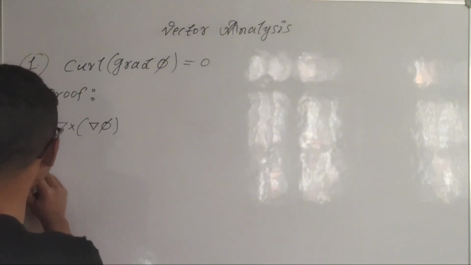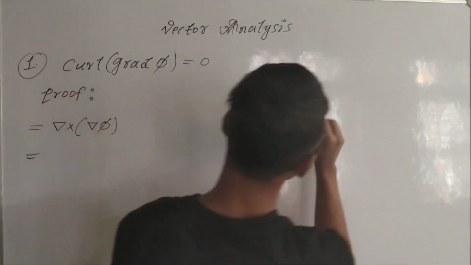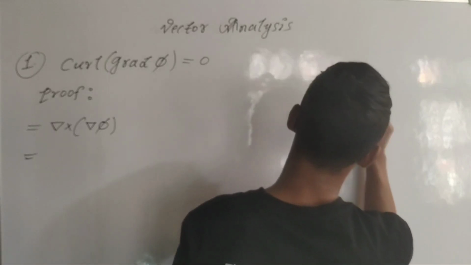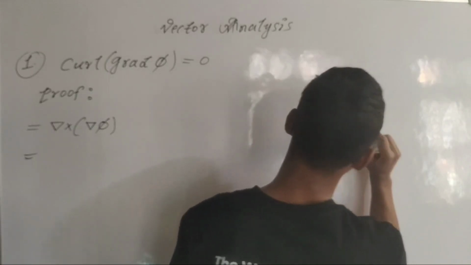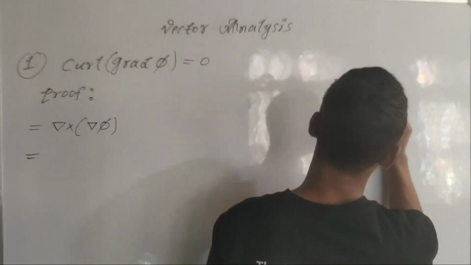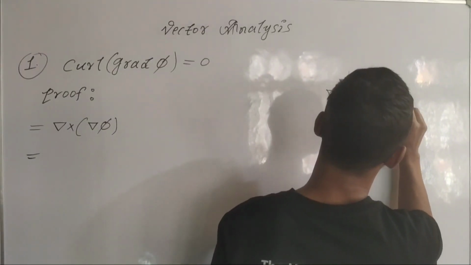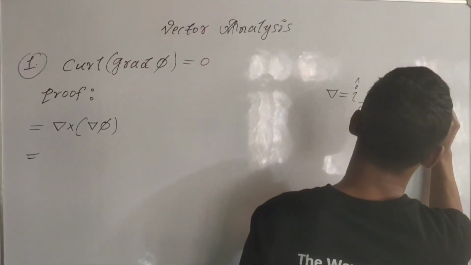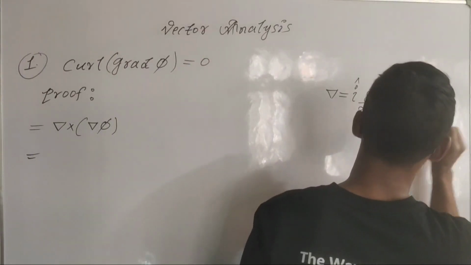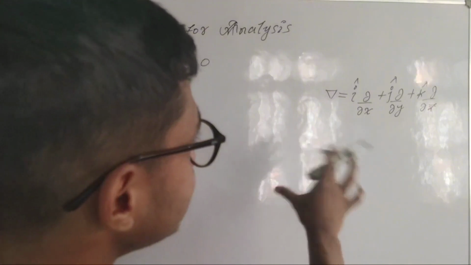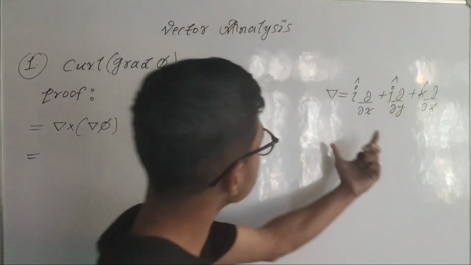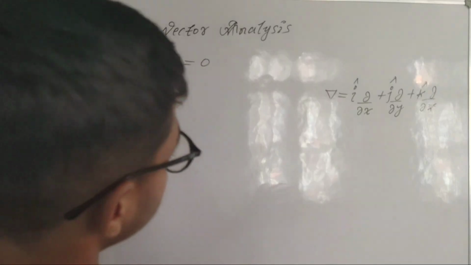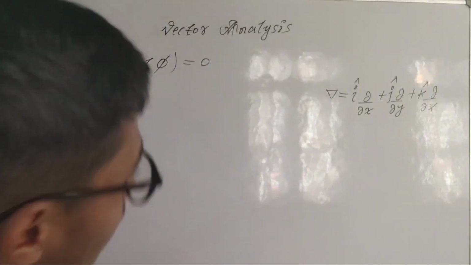We know the value of the del. We know that del is always equal to i cap times the partial derivative operator with respect to x plus j times the partial derivative with respect to y and k times the partial derivative with respect to z. This is actually describing the three-dimensional space. Look, the i cap, j cap and k cap.